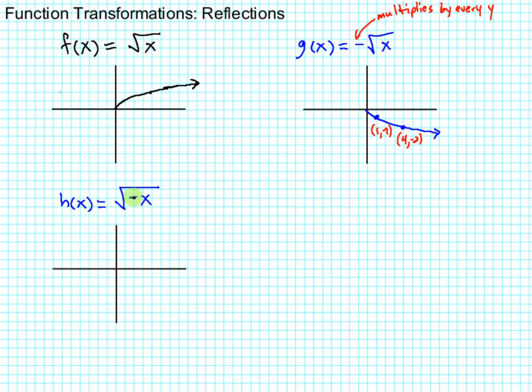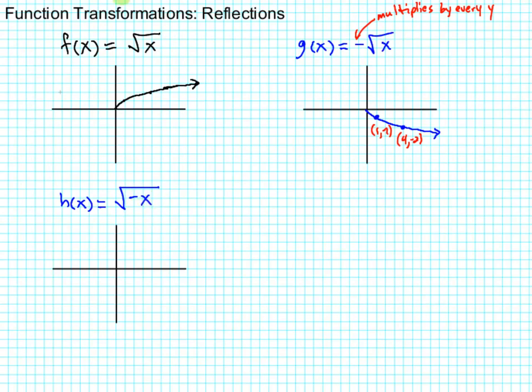In this function, the negative's inside next to the x. Anytime you're doing something with the x, I always think about what x value you need to get a certain number. For example, up here, if I want this to be the square root of 1, then x would have to be 1. But down here, if I want this to be the square root of 1, then x would have to be negative 1 because you already have a negative. Negative times negative 1 gives you positive 1.